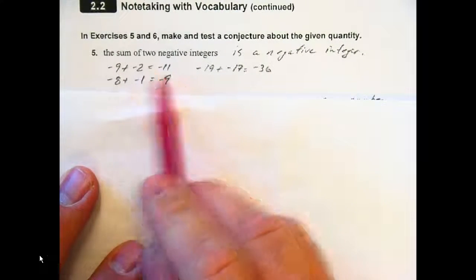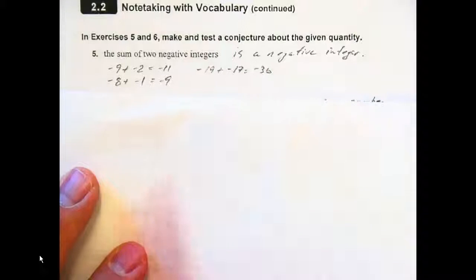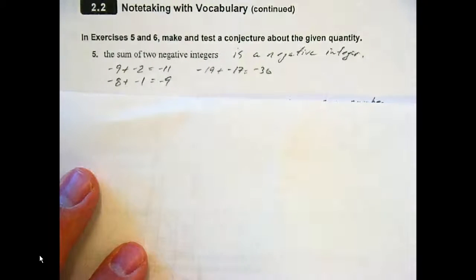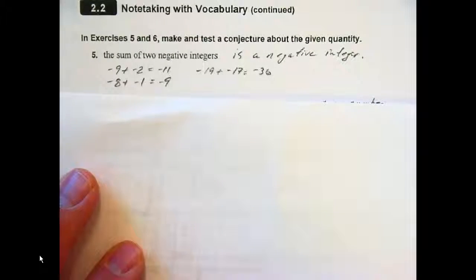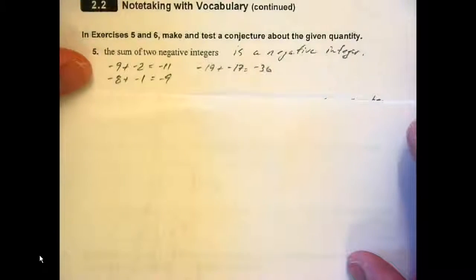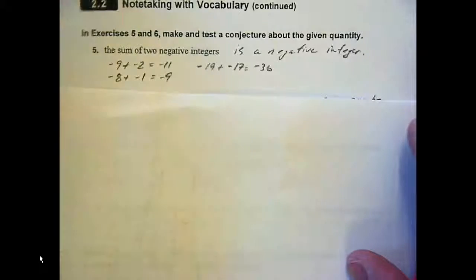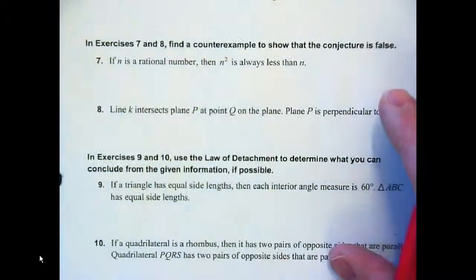We try it out on some, see if we can find a counterexample to prove that wrong. Anytime you add 2 negatives together, you always get a negative. So the sum of 2 negative integers is a negative integer. Very good. All right. Let's check out the next one. See if you guys can do it now.